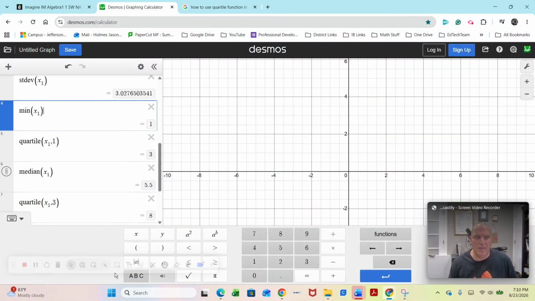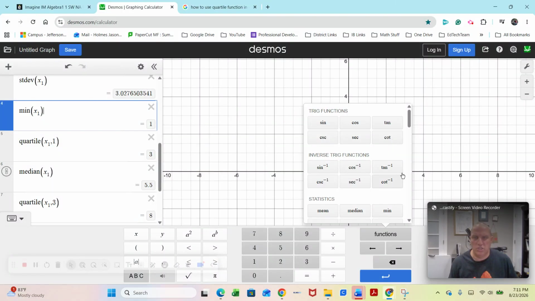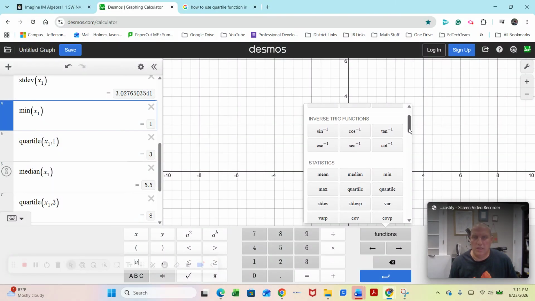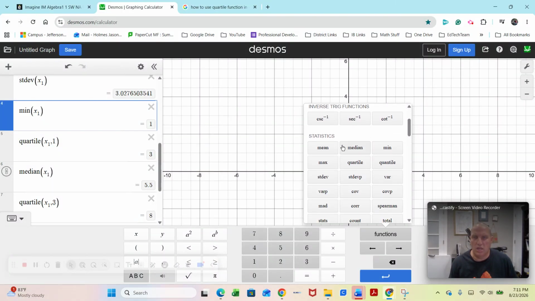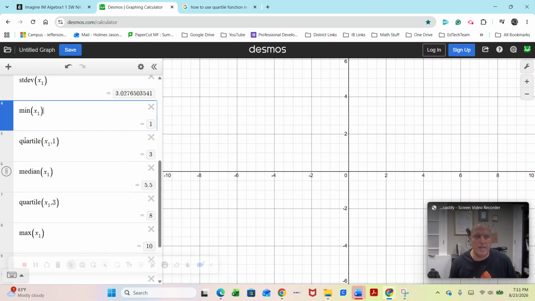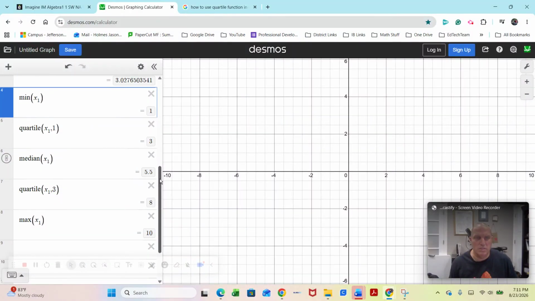You can also find them on the keyboard under functions. And if you just scroll down a little bit to statistics, there they all are. There's the median, the minimum, the maximum. There's quartile, and we're going to talk about quartile now. But when I type in quartile, in parentheses, I'm going to put the list first. So notice on all of these that it says X1. So that's my list that I'm going to be using. And then on this one, I put comma 1. And what that 1 stands for is the first quartile.